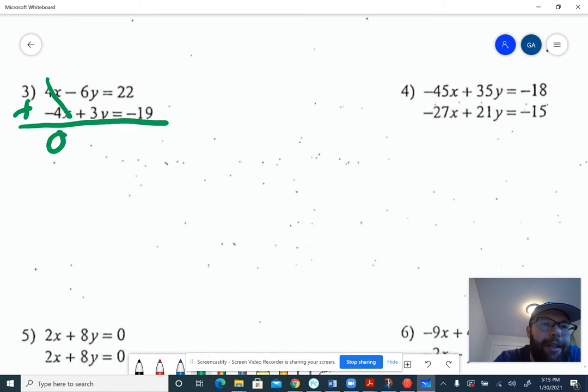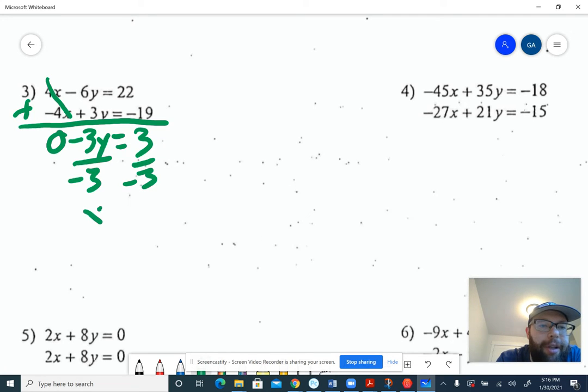And then negative 6 plus 3 would be negative 3y. And then 22 plus negative 19 would be just 3. That gets rid of my x's, so now I have just negative 3y equals 3, right? To solve for y, I would just divide by negative 3. And that would give me y is equal to negative 1. That is one of my answers.